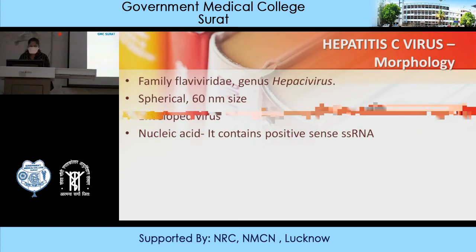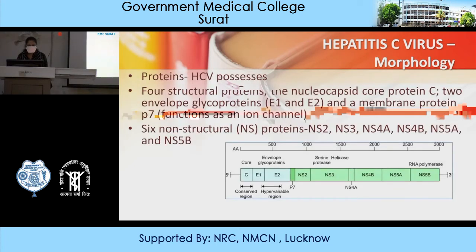So HCV possesses 4 structural proteins: the nucleocapsid core protein C, 2 envelope glycoproteins E1 and E2, and a membrane protein P7. And there are 6 non-structural proteins, NS2, NS3, NS4A and B, and NS5A and B.